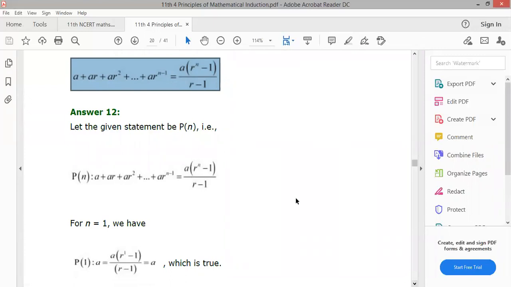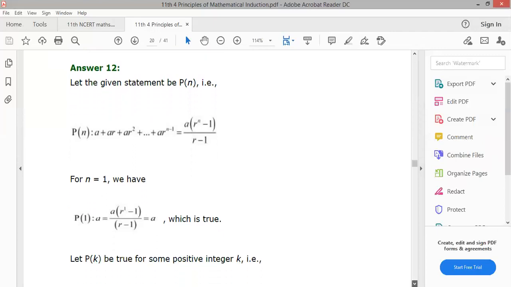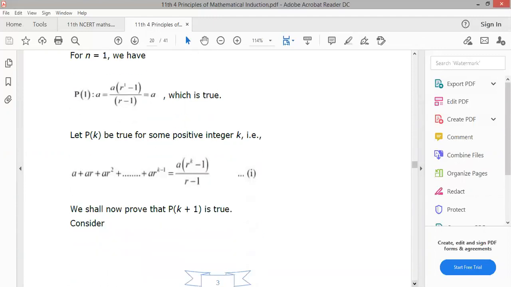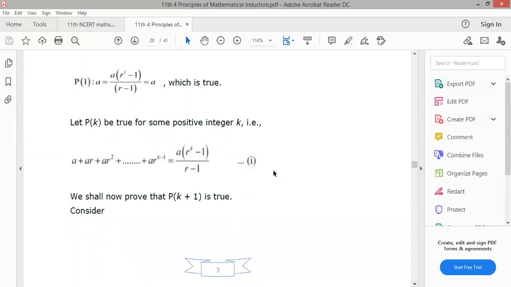So for n equal to 1, this is the first term, that's a. So we have to prove that the right-hand side is also equal to a for n equal to 1. You see, the right-hand side is a into r raised power n minus 1 divided by r minus 1. So it is r raised power 1 minus 1 divided by r minus 1. So this and this go, we're left with only a. Okay. Next, we go to the inductive step.